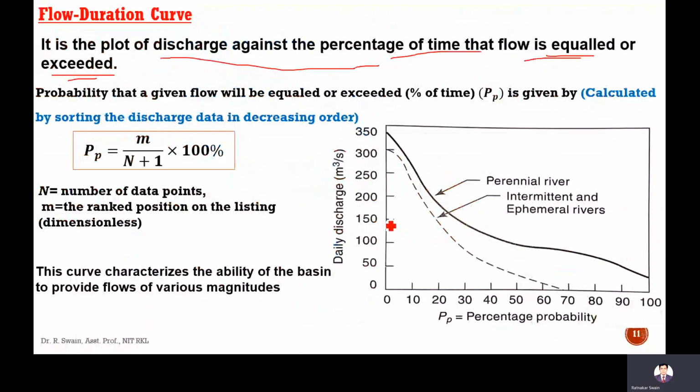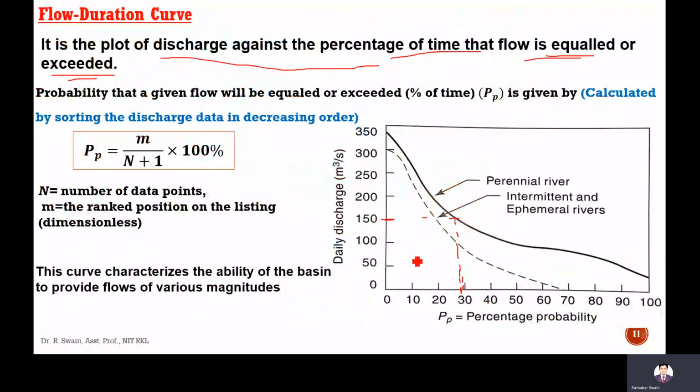For example, for this 150, the percentage probability of exceedance is nearly 28%. Let's say it's 28%. It means that for 28% of the time at that particular station, throughout the year or throughout that data period, the discharge is equal to or more than 150 meter cube per second.